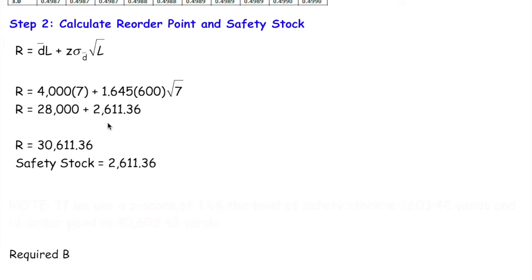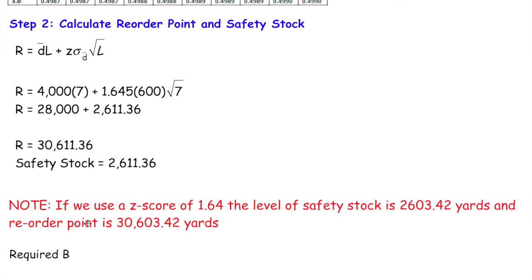I remind you that sometimes the solution wouldn't use this more accurate z-score. Sometimes the solution that is reported is using a z-score of 1.64, and had you used a z-score of 1.64, the answer you would have gotten for safety stock would have been 2,603.42, and the reorder point would be slightly different as well. It would be 30,603.42. So that's just a matter of how you are choosing to round your z-score.